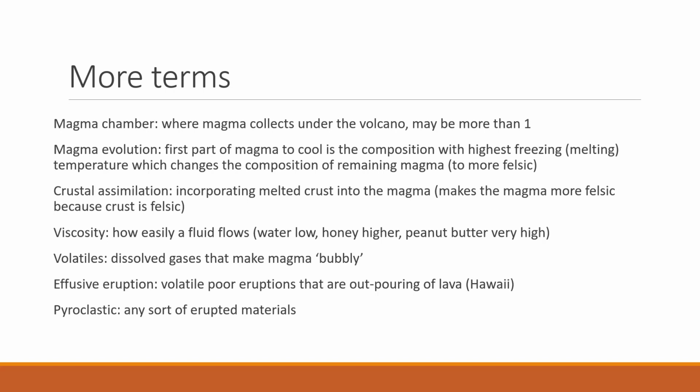It tends to get more felsic because those things, if you remember from Bowen's reaction series, that have a high melting temperature are the more mafic materials. Crustal assimilation. So this is where we're going to incorporate melted crust into the magma. This tends to make the magma more felsic because the crust is felsic.